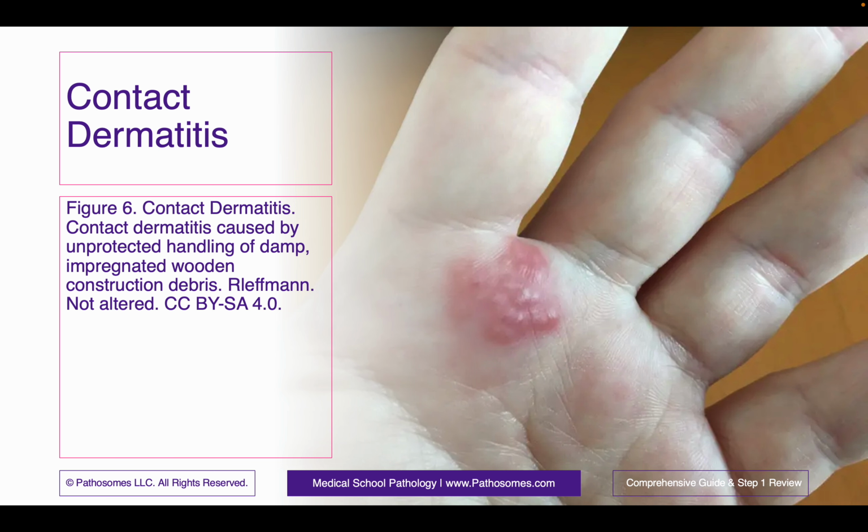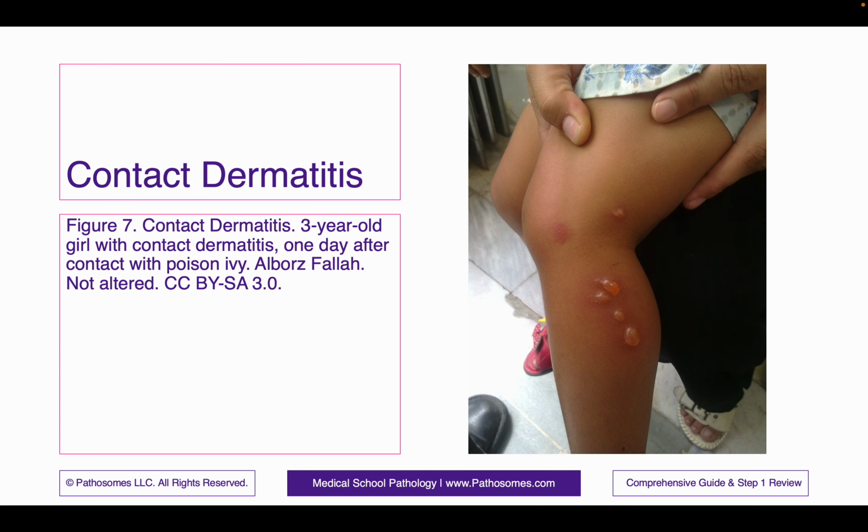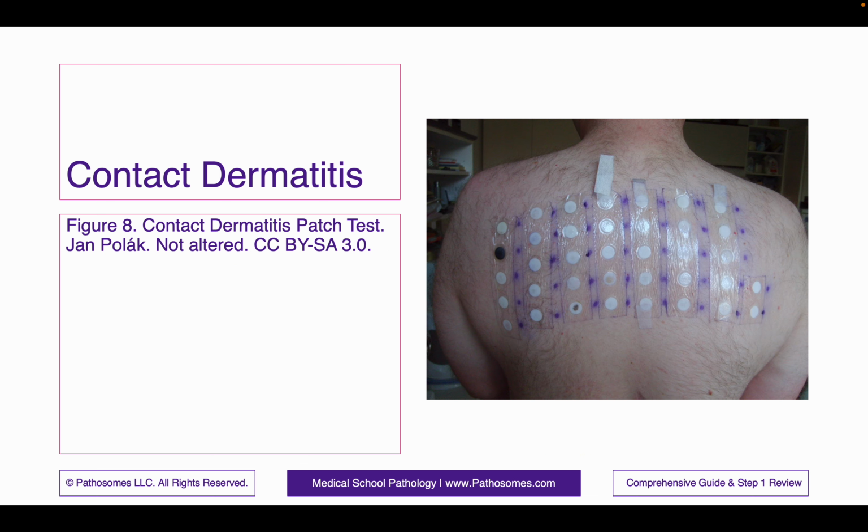Here's an image of contact dermatitis caused by unprotected handling of damp, impregnated wooden construction debris. Watch what you're picking up out there. And here we have a 3-year-old girl with contact dermatitis one day after contact with poison ivy. And here we have contact dermatitis patch test.